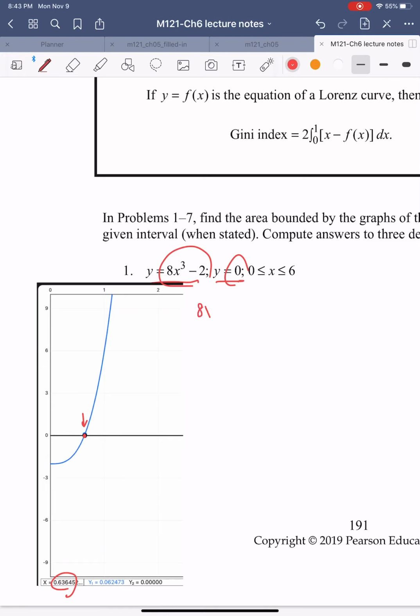We set 8x cubed minus 2 equal to 0 and solve for x. I'm going to be adding 2. 8x cubed equals 2, divided by 8, that will be 1 over 4. And then cube root it. I have x is equal to, and then I rationalize it. It's cube root of 2 over 2. So that's what this is. Cube root of 2 over 2. And if you use a calculator to check, it's about 0.63.